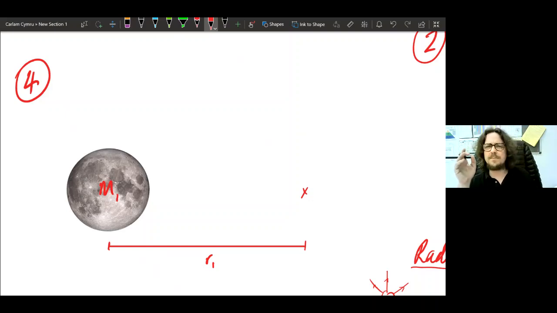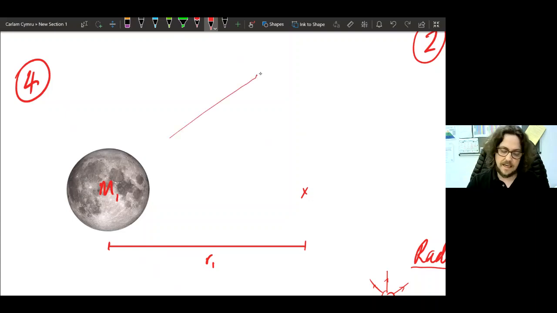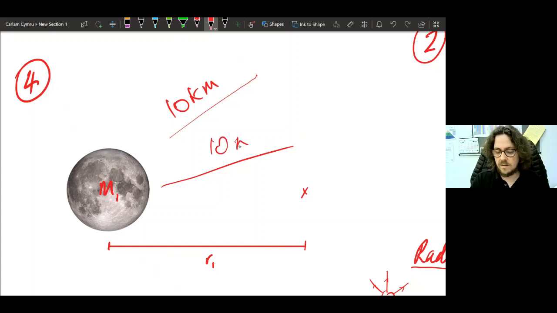We don't use D. The reason we don't use D is because the gravitational field would be the same strength at any equal radius. So if, arbitrarily, I considered the strength of a gravitational field at 10 kilometers, then it would be the same strength at 10 kilometers in all directions.